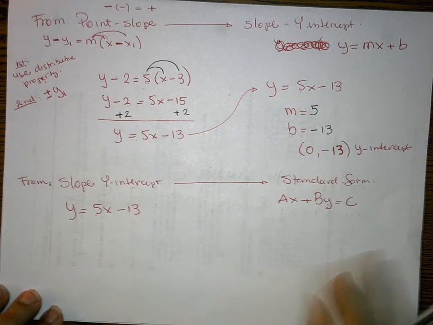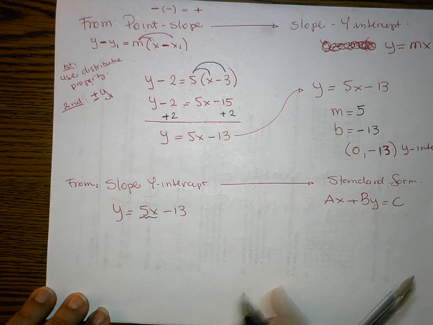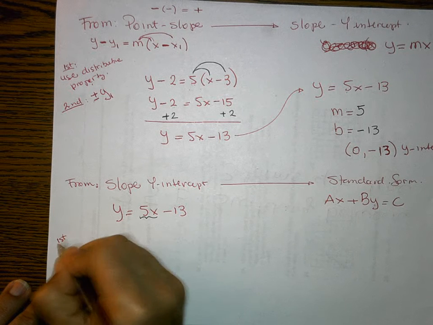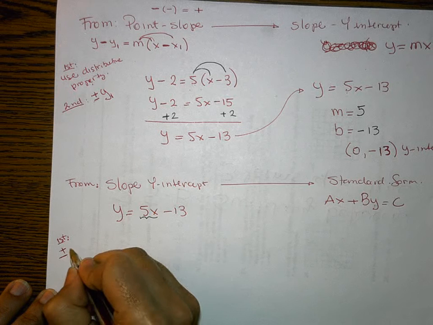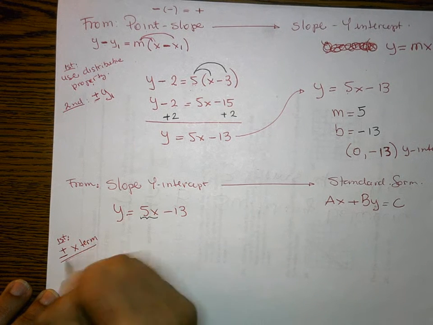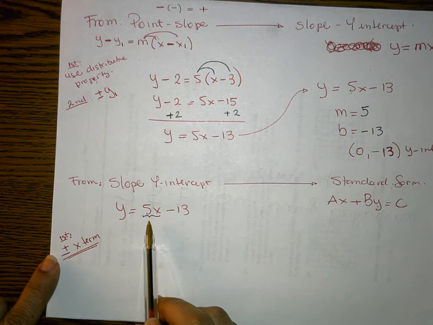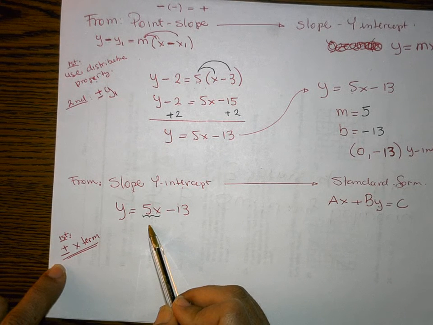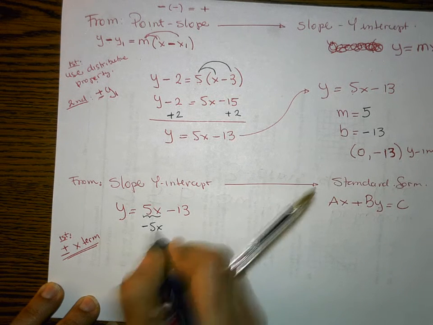So if I have a positive 5x, we are moving this entire term to the other side. The only step here that you need to do is to either add or subtract your x term. If you already have it in this form, all you have to do is add or subtract your x term. We will talk about clearing fractions. If my slope was a fraction, I will talk about how to clear fractions. But for this case, all we have to do is subtract 5x on both sides.